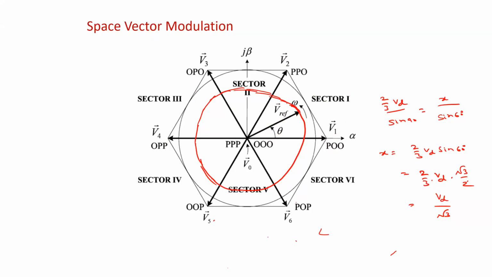What we have to do is, this is the path of the V reference vector. We need to divide this into small portions, right? Assume that each portion is of time period Ts. In other words, it is known as the sampling time.